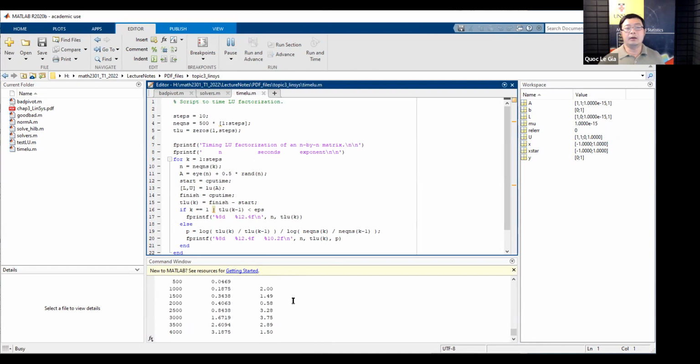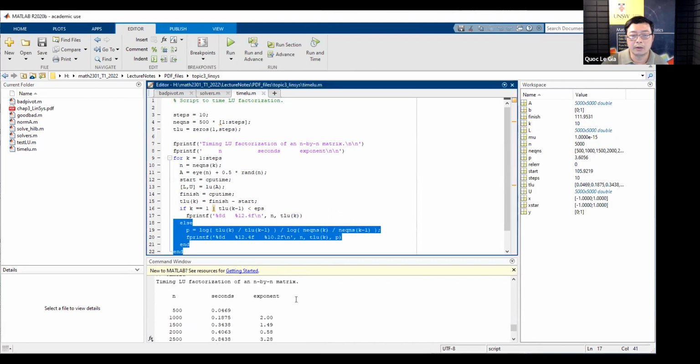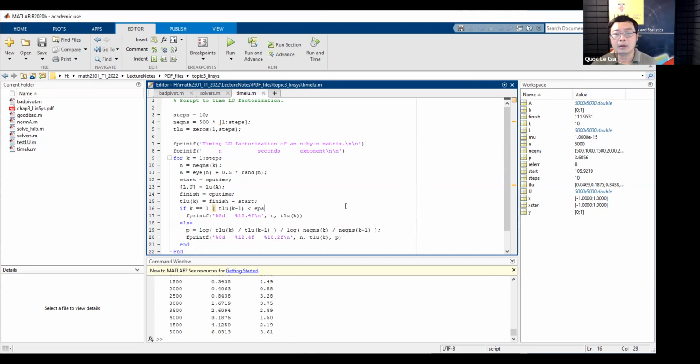So you see that the time is measured in seconds. n is 500, 1,000, 1,500, and so on. And so what is the exponent? Now look at the exponent. The exponent is like 2, 1.5, and then 3, and then 2.8. So now, what is the exponent? Let me explain.